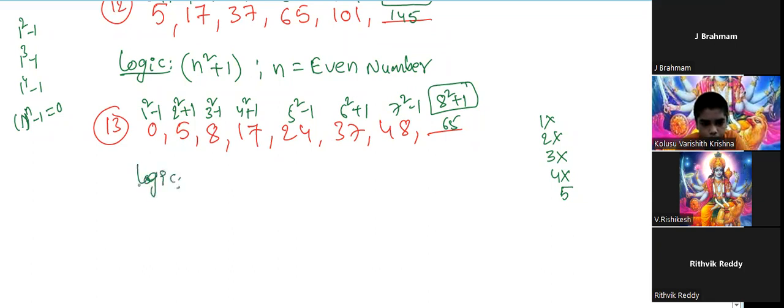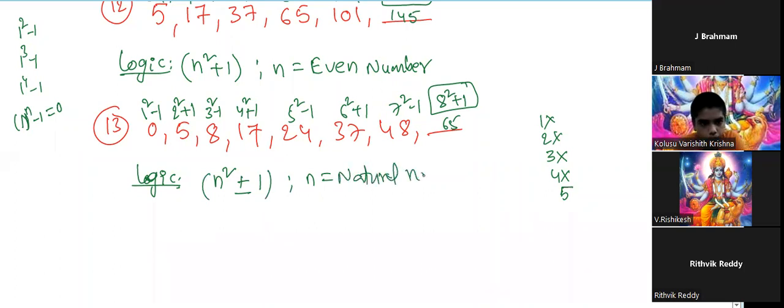Tell me the pattern here. n square minus 1 or plus 1. How much? Minus or plus 1. So n square plus or minus 1, where n is what you substitute in place of n? Natural numbers. Consecutive natural numbers only.